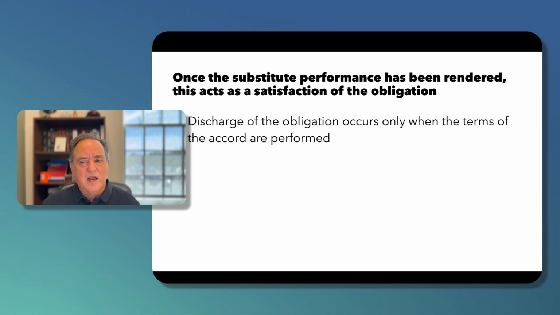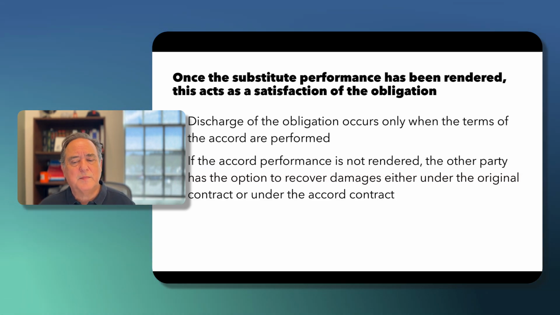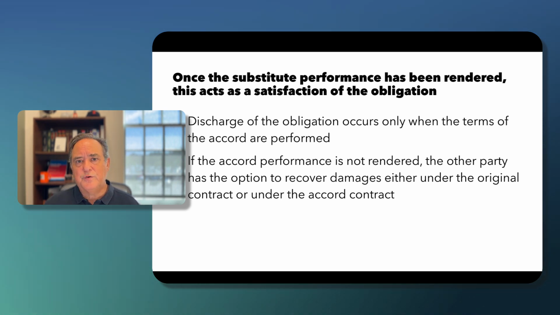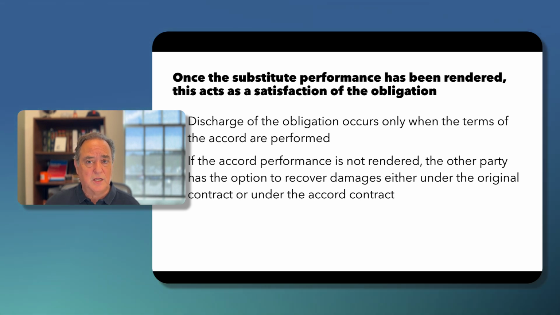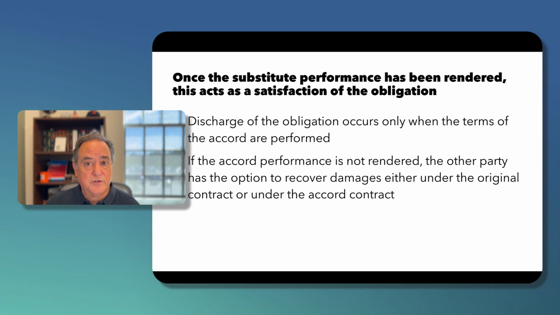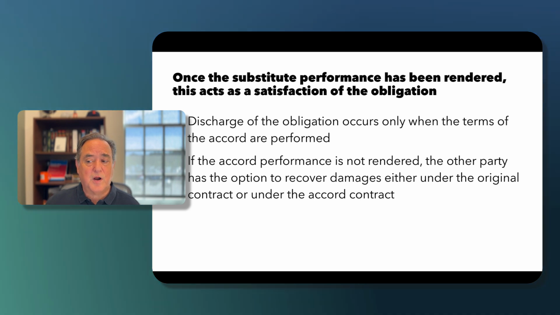Now, discharge of the obligation occurs only when the terms of the accord are performed, meaning you must actually pay the $30,000. If the accord performance is not rendered, the other party has the power, the option, to recover damages under the original contract or under the accord contract. So if you don't pay the $30,000, the creditor can sue you on the original contract, which was to say the $40,000 you owed, or they may choose to sue you under the accord contract, which is to say the $30,000 that you promised to pay.